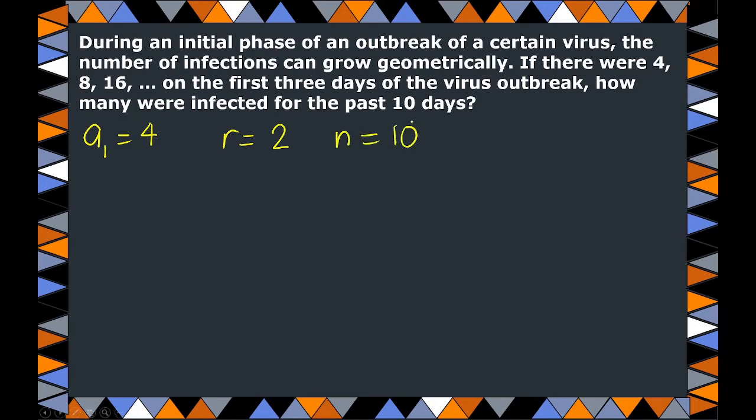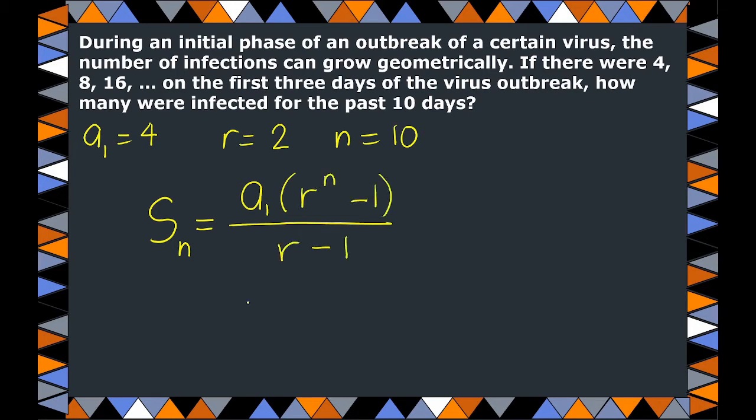Now, here is the question. Is this a sequence problem or a series problem? So take note, we are referring to the past 10 days. So meaning, day 1 plus day 2 plus day 3 until day 10. So this is a series problem. And our formula for geometric series is this one. There you go. That's a sub 1 times r raised to n minus 1 all over r minus 1.